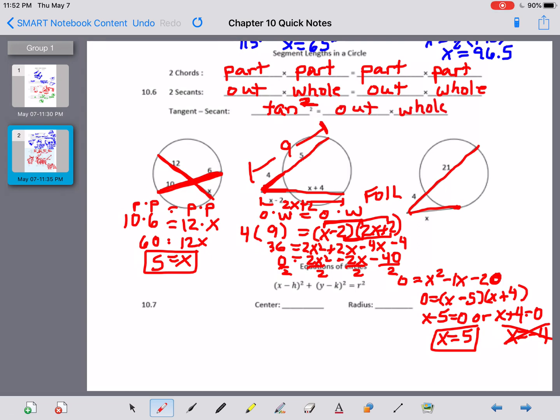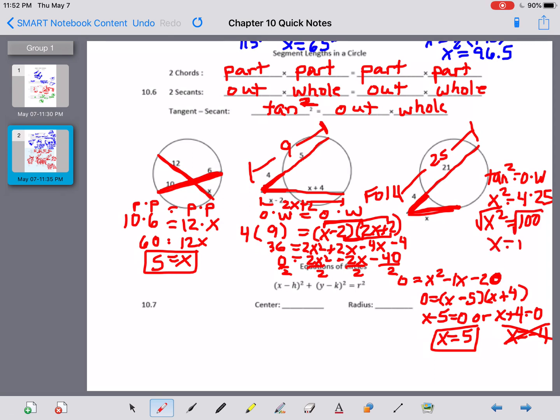All right, so I have tangent squared equals out times whole. My tangent segment here is x. I'm going to square it. My outs part is 4, and be careful again, the whole thing here. When I add 4 plus 21, I get 25. I do my math. 4 times 25 is 100. Take the square root, and I do get 10.